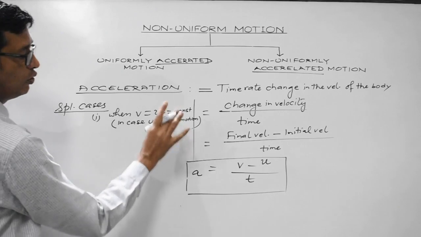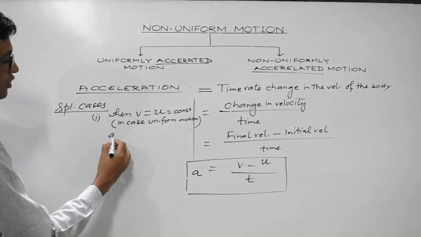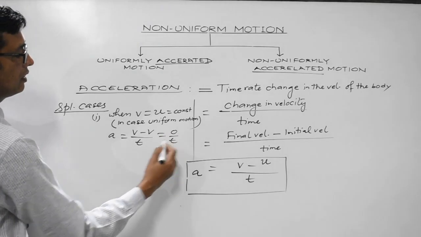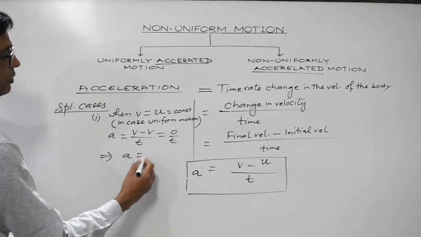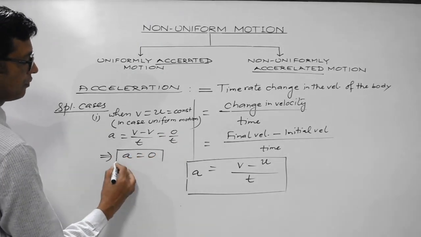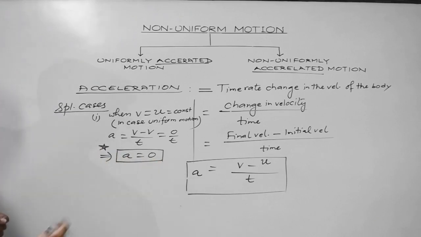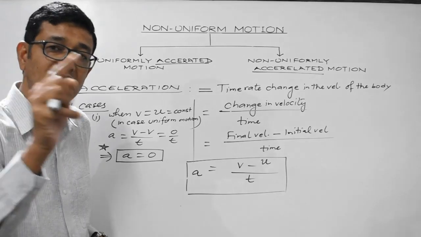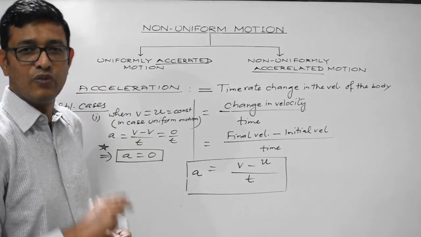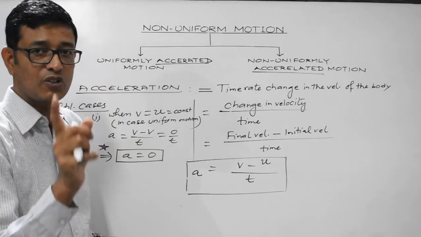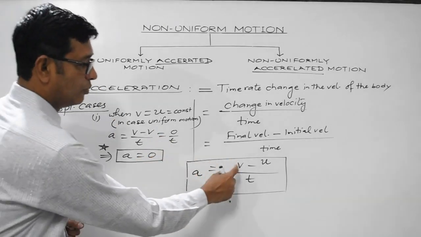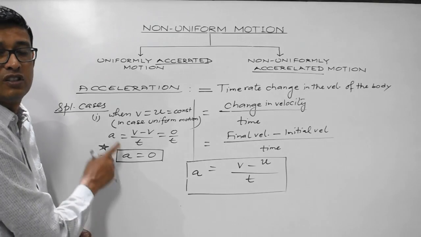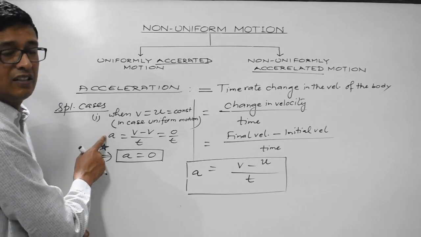When v is equal to u, that is velocity is constant, then acceleration will be equal to (v minus v) by t, which will be equal to 0 by t. That is, acceleration will be equal to 0. So students, the acceleration of a body is 0 when the body is in uniform motion. When the body is in uniform motion, its velocity is constant. Therefore, there won't be any change in the velocity, and therefore the acceleration of the body is 0. So this is the first case, right?